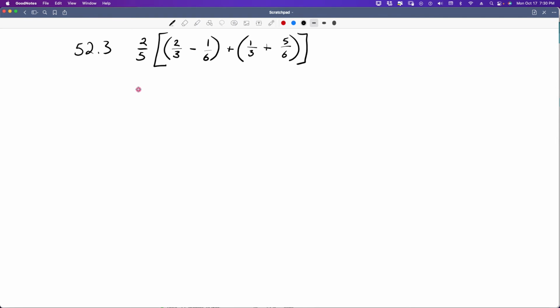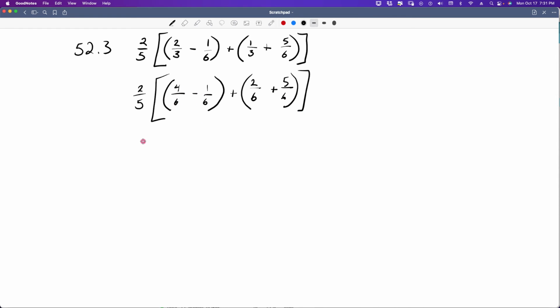Let's do one pair of parentheses at a time. In the first parenthesis, we have to get a common denominator. I can multiply by 2 to get a common denominator of 6. So it's going to be 4 over 6 minus 1 over 6, plus 1 over 3. I need to get this up to a 6 as well, so I'm going to multiply by 2. So 2 over 6 plus 5 over 6. Now I can combine these. So 2 over 5 times, 4 minus 1 is going to be 3 over 6, plus 2 plus 5, that's going to be 7 over 6.